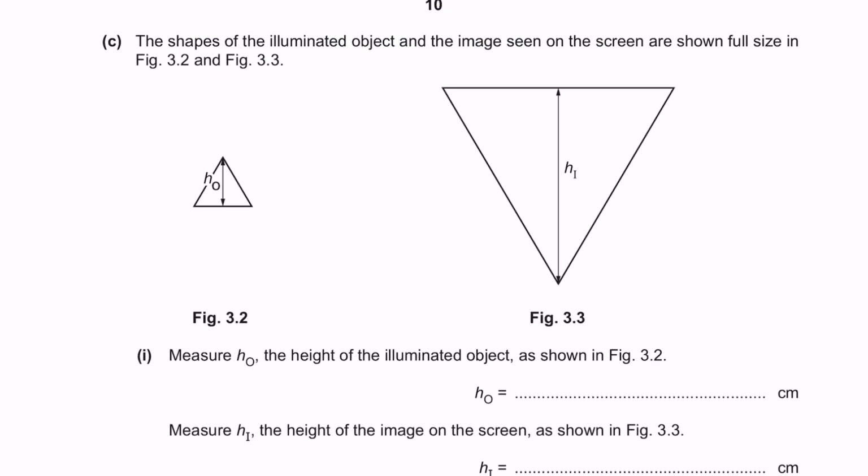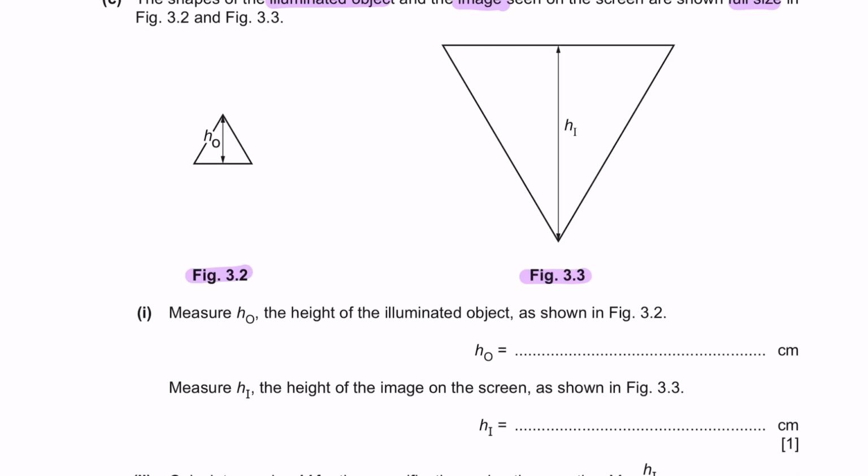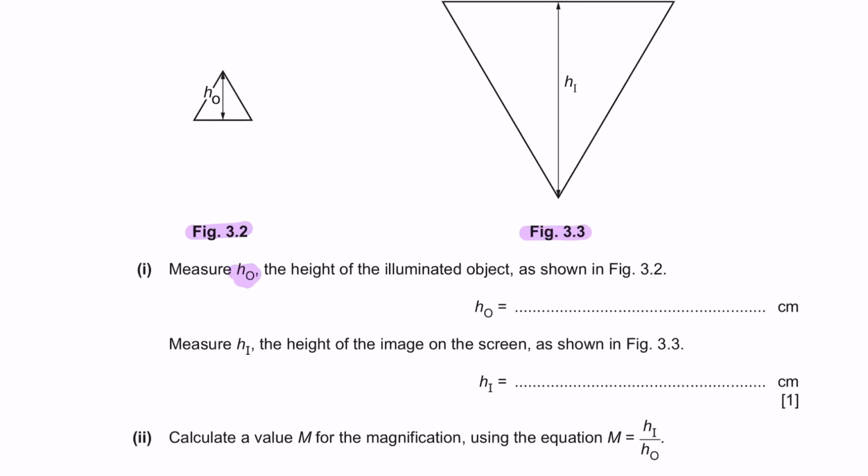Next, question C. The shapes of the illuminated object and the image seen on the screen are shown full size in figure 3.2 and figure 3.3. Part 1. Measure h0, the height of the illuminated object as shown in figure 3.2, and measure hi, the height of the image on the screen as shown in figure 3.3.